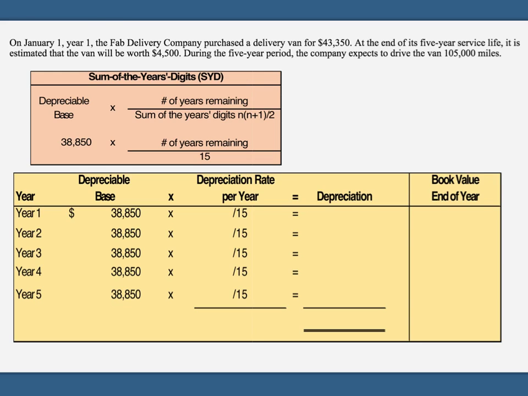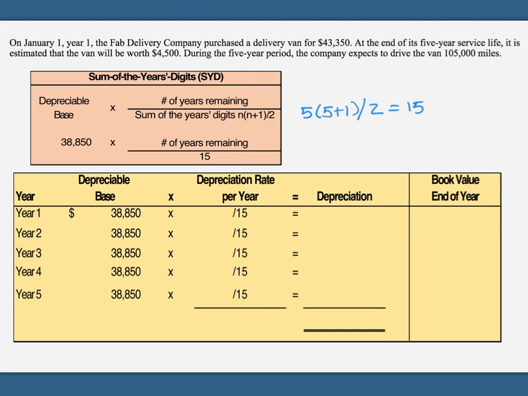Next, we'll take a look at sum of years digits. And the formula for that is our depreciable base, 38,850, times the number of years remaining divided by the sum of years digits. And here's the formula for it. So let me show you quickly how we solve for that to get our denominator to be 15. So you take n, which is our number of years. So that's 5. So we have 5 for n, 5 plus 1, divided by 2. So we have 5 plus 1, which is 6, divided by 2 is 3, multiplied by 5, and that gives us 15 for our denominator for sum of years digits.